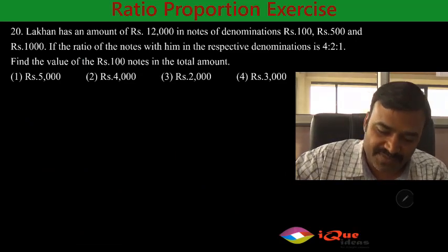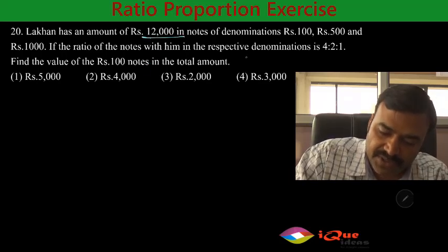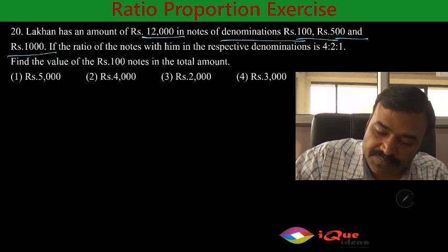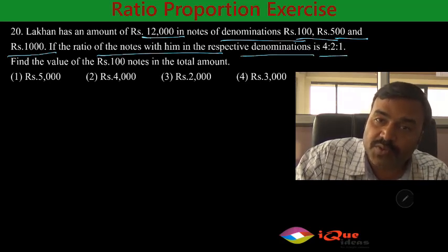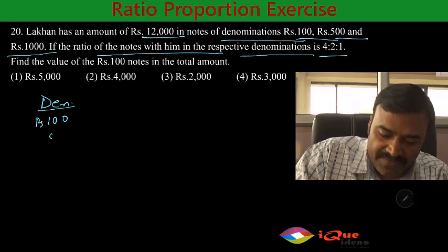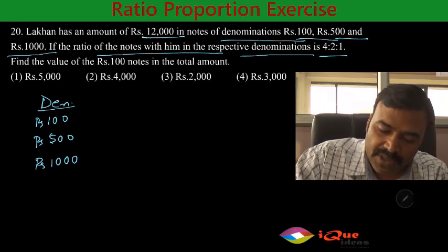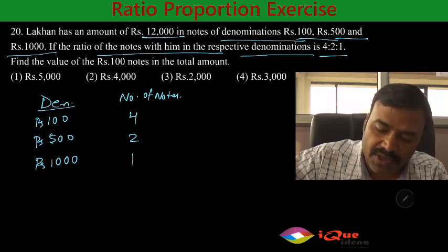Now the next question is one of the most interesting types of question. It says Lakhan has an amount of 12,000 in notes of denomination of rupees 100, rupees 500 and rupees 1000. If the ratio of notes with him in the respective denomination is 4 is to 2 is to 1. So what I'll do is I'll write denominations here first. Denominations we have 100 rupees, 500 rupees and 1000 rupees. Alright. And the number of notes are given in the ratio 4 is to 2 is to 1. So let me write it as 4, 2 and 1 only.